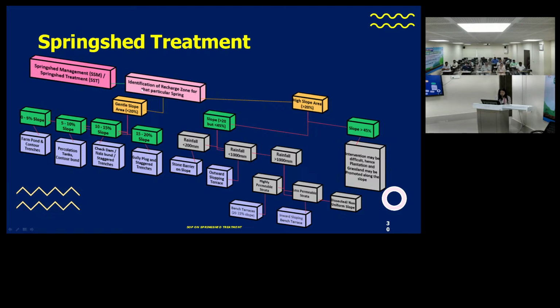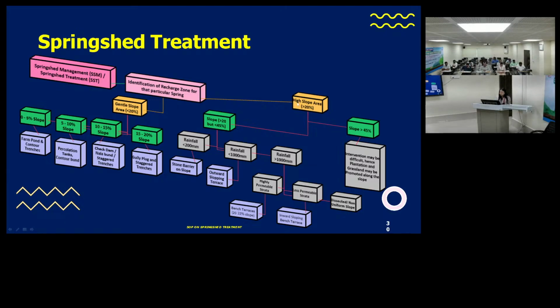First, what do we do? We identify the recharge zone of that particular spring. One spring is here, and you want to go with the springshed treatment of that spring. So first, we have to identify the recharge area, recharge zone of that spring. Now, suppose we have already identified the recharge zone. We need to assess the slope of that area.